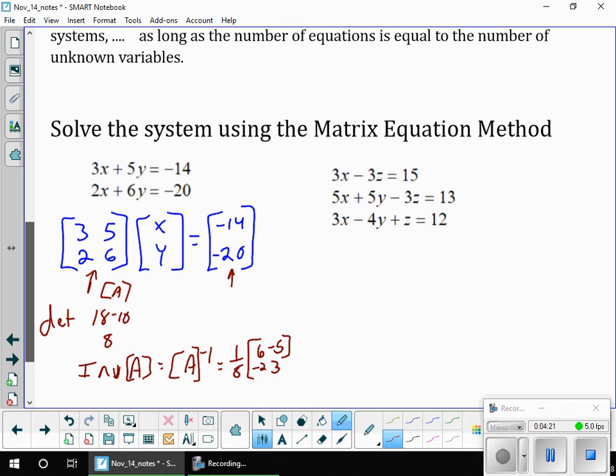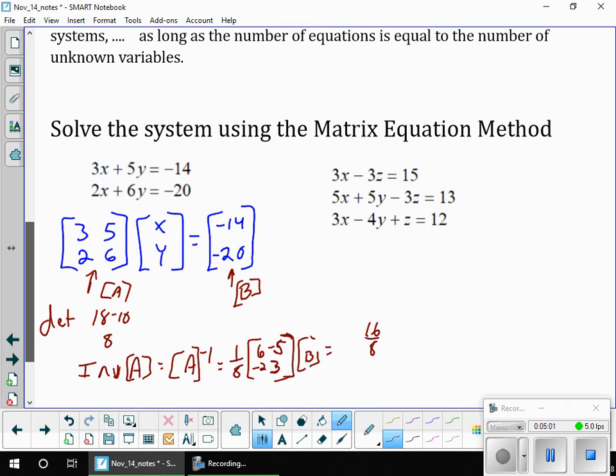Well, if this is my matrix B, all I got to do to find the solution is take my inverse of A, which I had down here, and multiply it to my B. So I'm going to take 6 times the negative 14, negative 5 times the 20, get that answer by adding those together. 6 times negative 14 is negative 84, plus negative 100 gives me a negative 16. So I have a negative 16 over an 8. Let me put the B right there just so we know what's going on. I get negative 16 over 8.